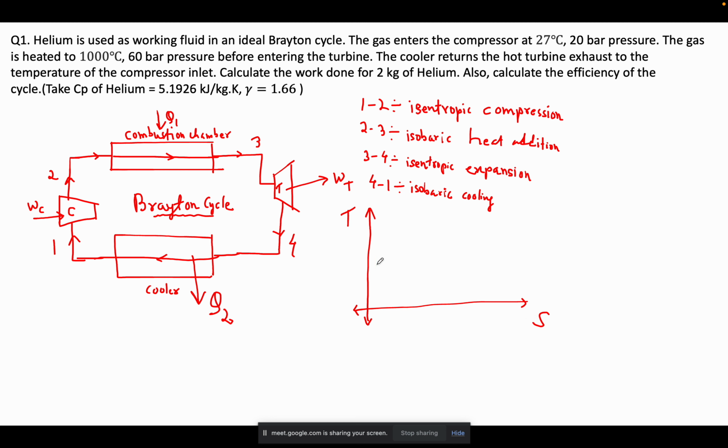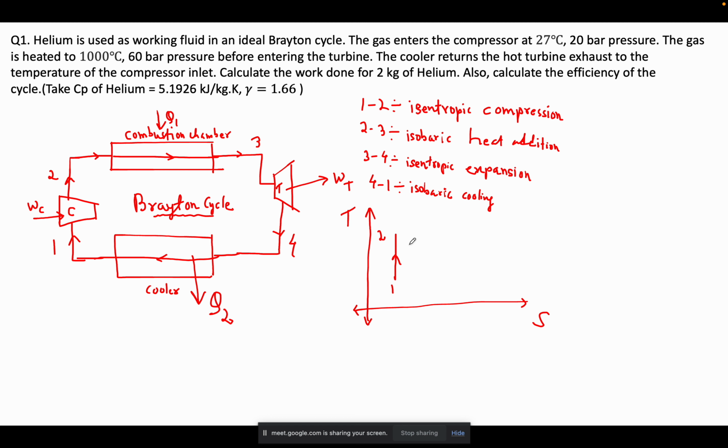TS diagram. Since no change in phase takes place, there will be no dome shape in between, just like in the case of the Rankine cycle. So just the processes we need to show. Since the 1 to 2 step is an isentropic compression, temperature increases and entropy remains the same, so 1 to 2 will be like this. This is basically 1 and this is basically 2.